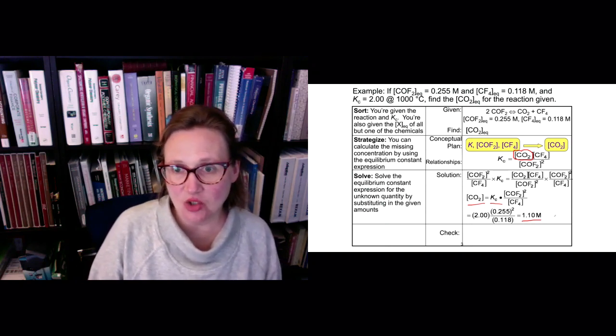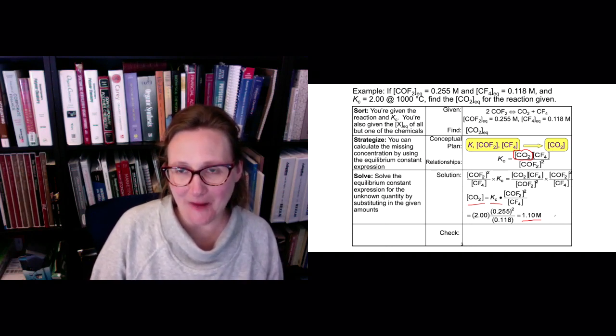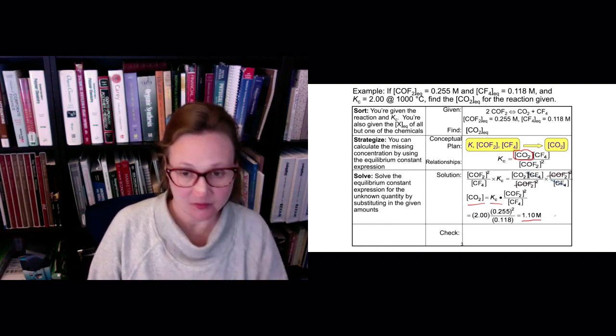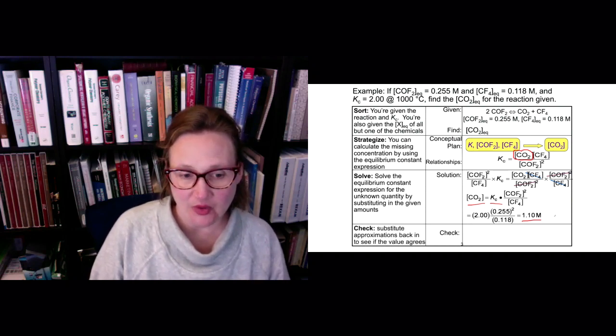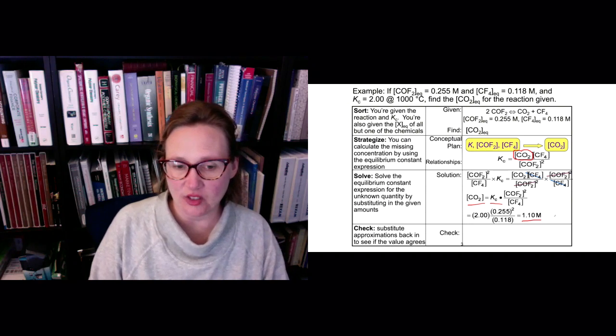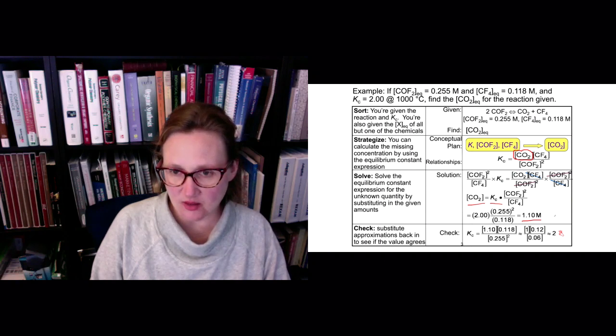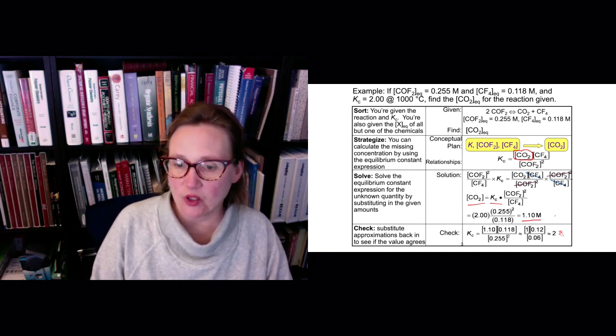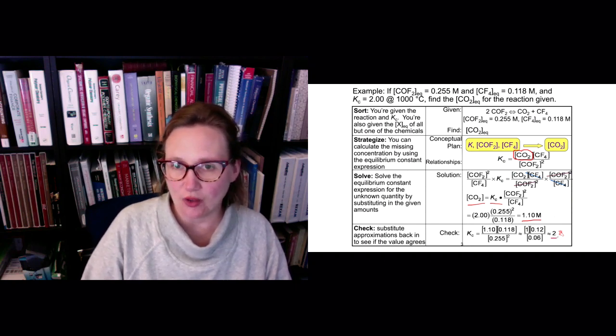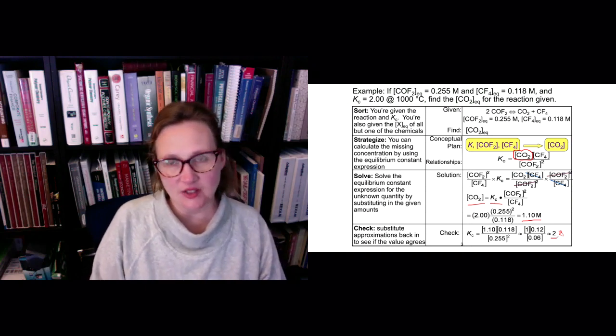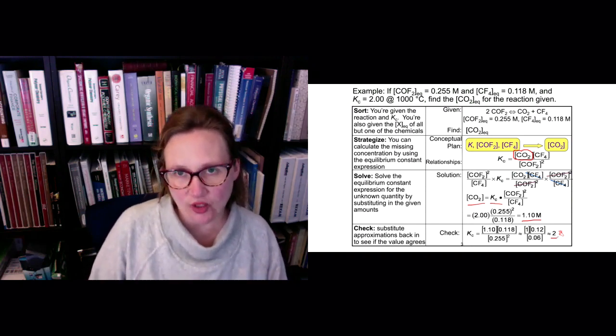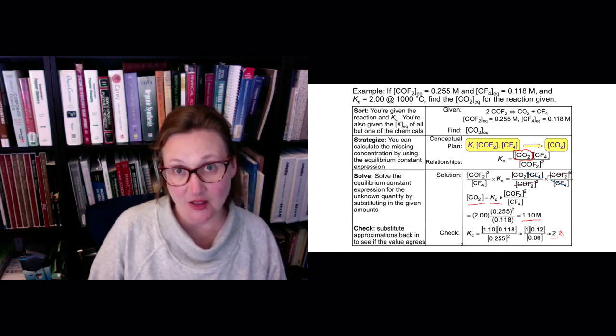The next thing to do, and we should always do this when we do problems, is check ourselves. Does this number make sense? Let's substitute back and see if it agrees with the value. We take our concentrations: 1.1 times 0.118 divided by 0.255 squared, and we get 2. It works out. This number does make sense because we get back our original equilibrium constant value.